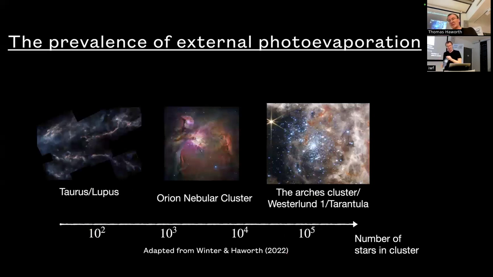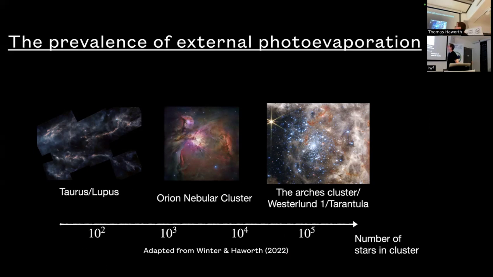So now let's think about the prevalence of this external photoevaporation, which ties into initial conditions, right? If disks were born tiny and stayed tiny forever, then it would never really do anything, because you have to be large enough that you are beyond this gravitational radius.